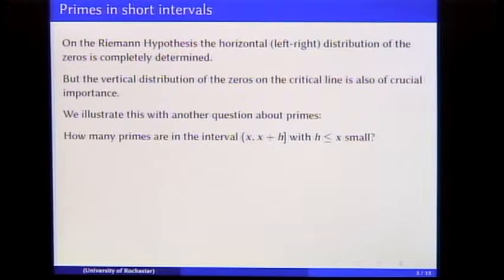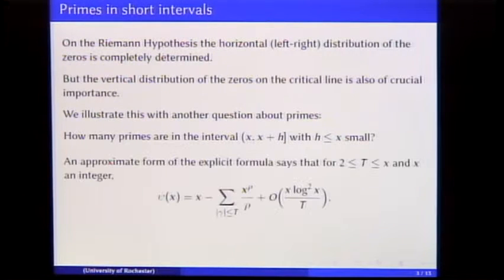Okay, so let's assume x is large and h is small relative to x, and ask how many primes are in x to x plus h. Okay. So we saw an explicit formula for psi of x. And this is a different version that's more useful when you have to actually use the explicit formula.